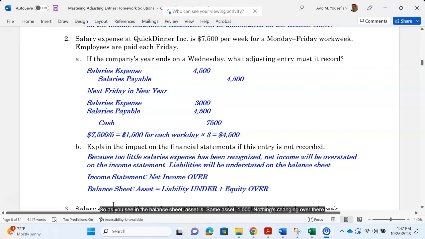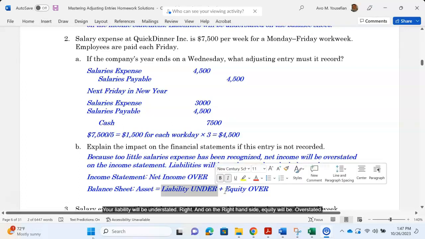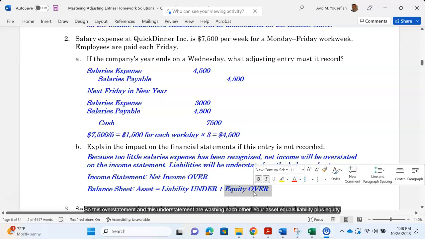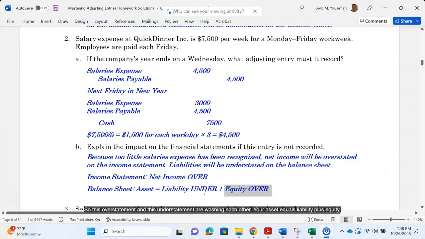As you see in the balance sheet, asset is the same asset, doesn't matter. Nothing is changing over there. Your liability will be understated, right? And on the right-hand side, equity will be overstated. So this overstatement and this understatement are washing each other. Your asset equals liability plus equity, right? You might say, oh, my balance sheet is balanced. Yes, but the information is wrong.